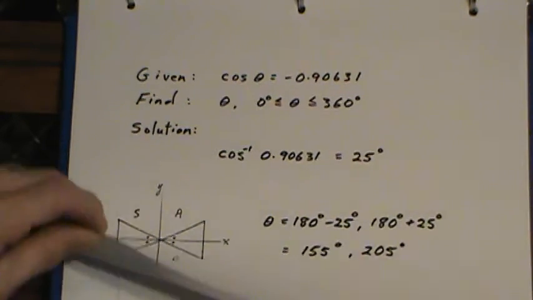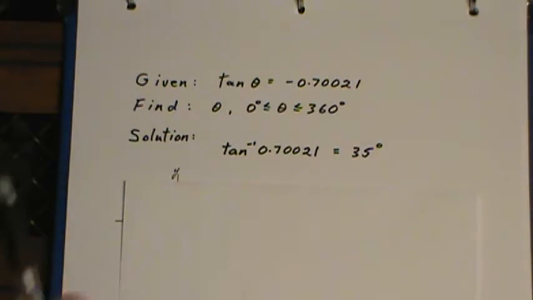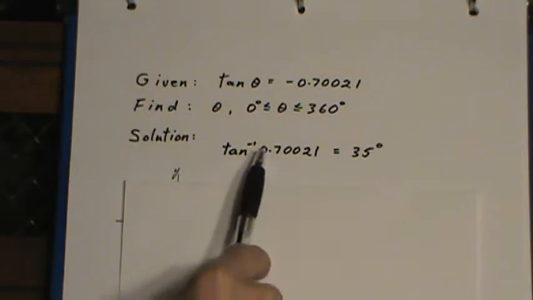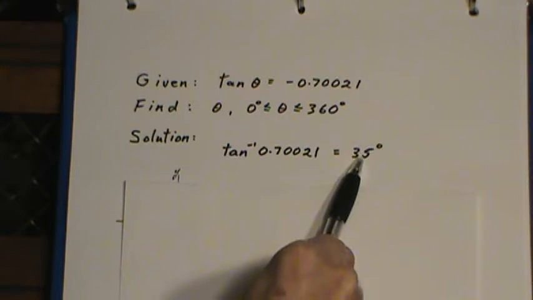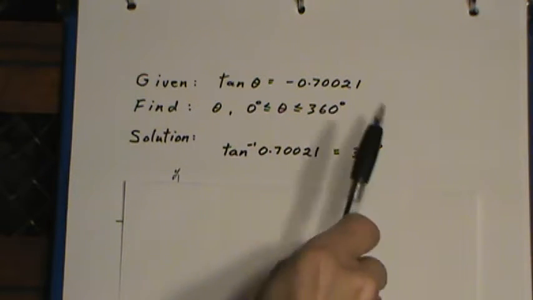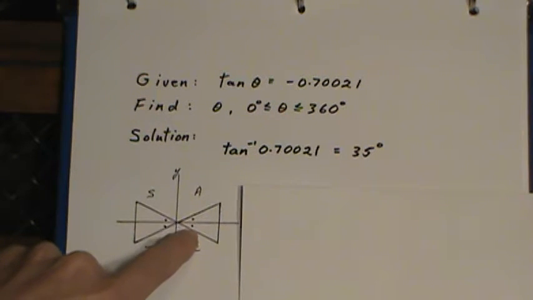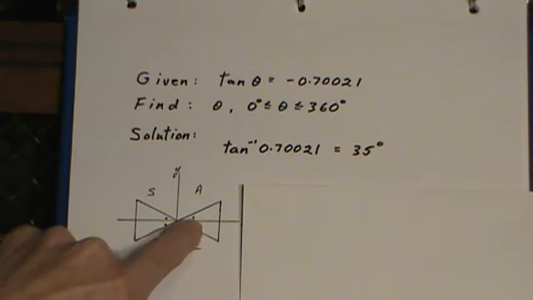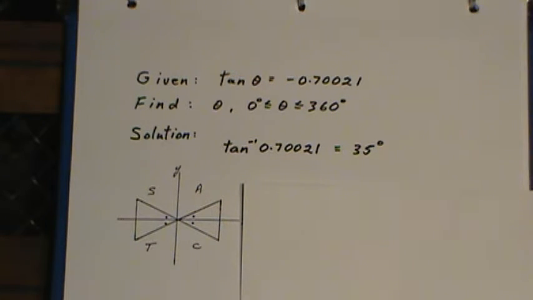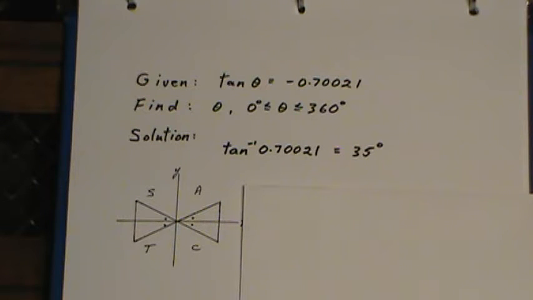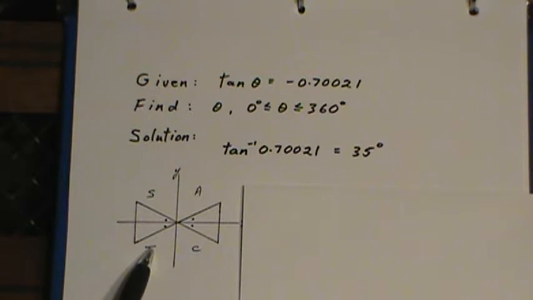I'll give you a further example with the tan. Again, I gave you a negative value for tan. Once again, I ignore the negative value when I'm calculating the angle. I do that on my calculator. Once again, the 35 degrees is one of these. Any of these are 35 degrees in size.